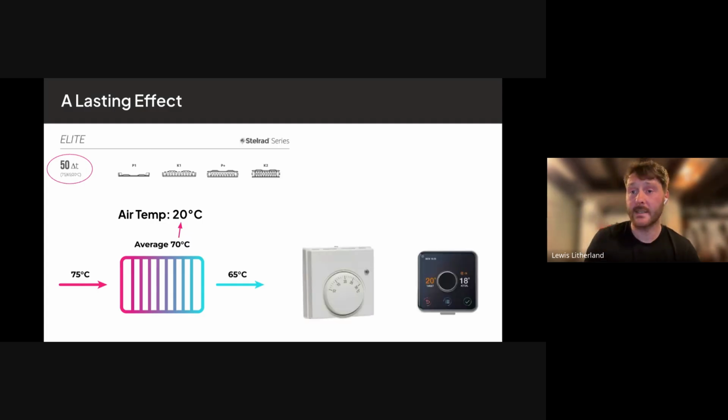The next lasting effect is on-off stats. Again, the amount of people that still install on-off stats, maybe without even realizing, it's called smart, and it's definitely not. It's just the one on the right. I'm allowed to say, the Hive is just a fancier version of the one on the left. It still does that: get to a target, turn off. Get to a target, turn off.